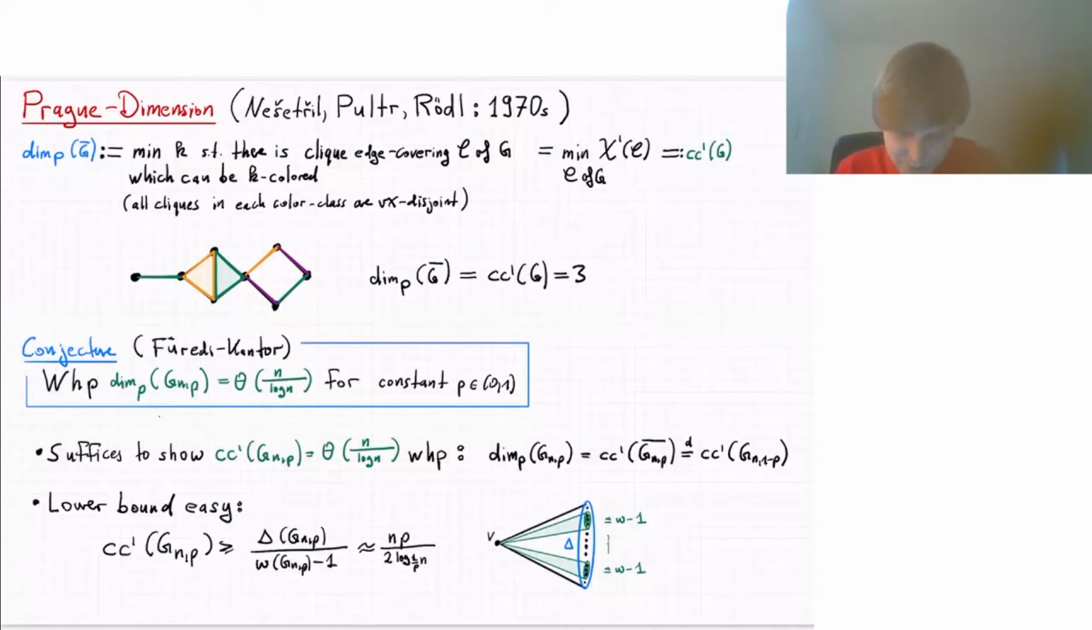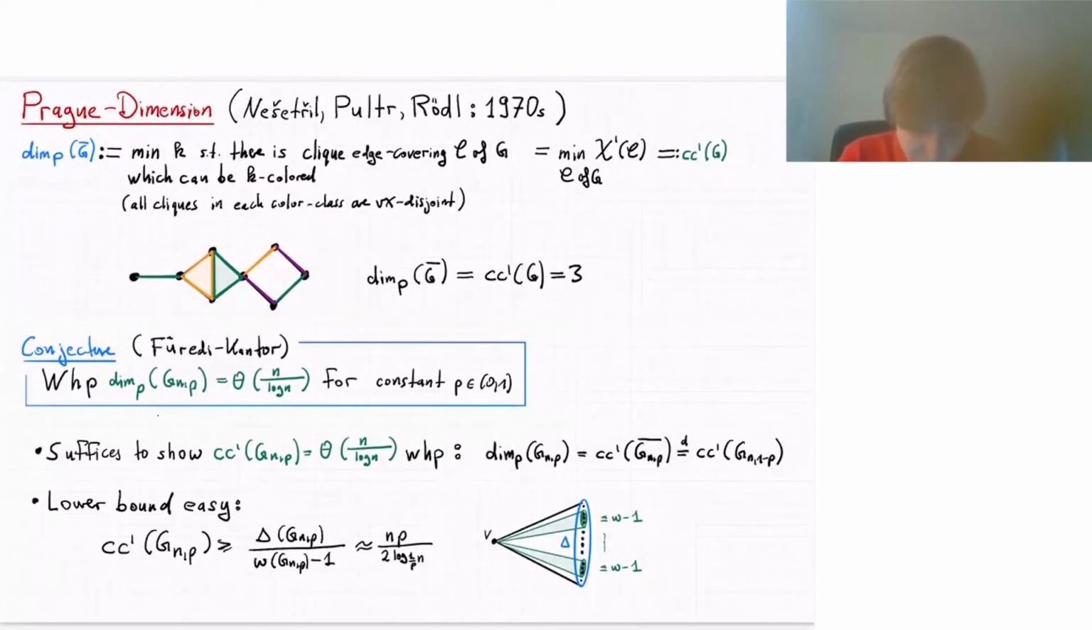Okay, let's maybe look at a small example here. This is some small graph I've drawn with these edges, and I've prepared here a colored clique covering. So this clique here is just an edge that will be green. This triangle will be green. This edge will be green, and then I've colored this triangle and this edge orange, and these ones purple. So this is a valid three coloring of a clique edge covering of the edges. So this means in this case that the Prague dimension of the complement of G is at most 3.